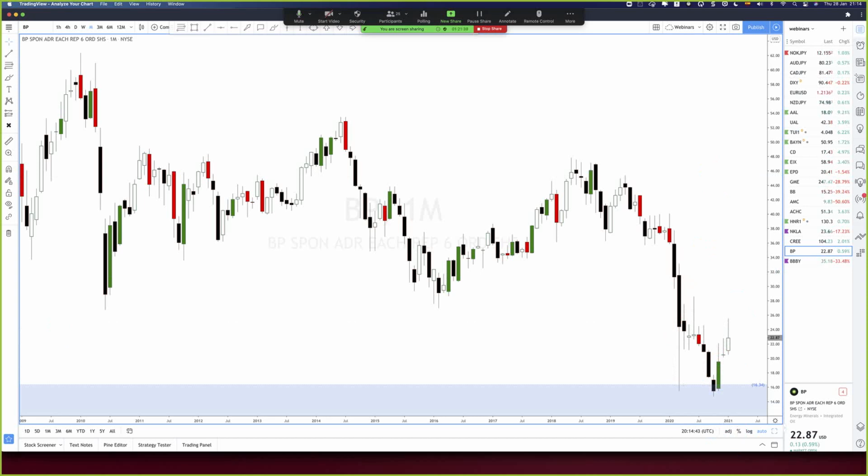Lars, is it possible to set multiple targets? Yes, you can set as many targets as you want.